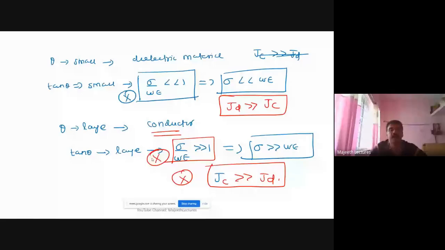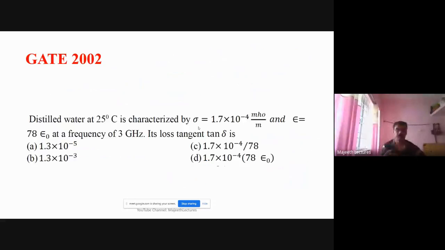So when you want to identify whether a given material is dielectric or conductor, you use this formula. Sigma by omega epsilon less than 1 means dielectric. Sigma by omega epsilon greater than 1 means it is conductor. Right? Now you see the question.